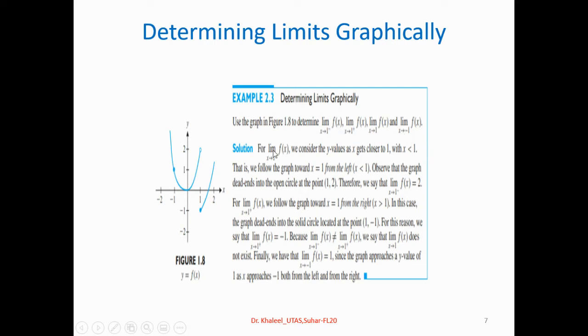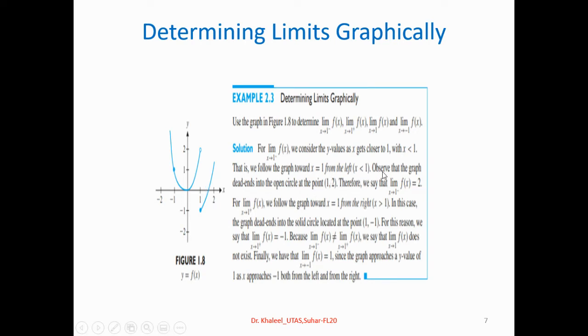For the first one, that is the limit of f(x) as x tends to 1 minus, we are approaching from the left side. We consider y values, because the limit value is always on the y axis. We find the y value as x gets closer to 1 with x less than 1, that means we are coming from the left side. To find the y value, I have to move along the graph.